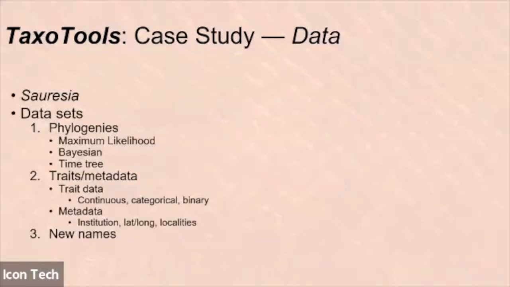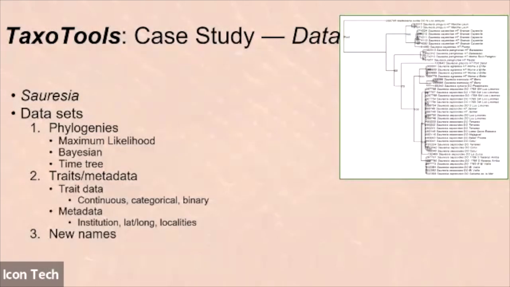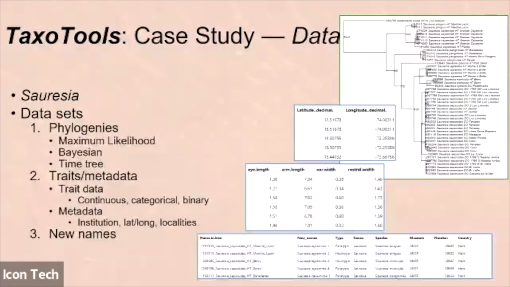For this case study, we're going to be looking at the genus Ceresia, which is a lizard group. So this was a genus that had 1 species when I started my work and 8 when I was done. There are going to be 3 forms of data we're using: phylogenies, and there are 3 of them: a maximum likelihood, a Bayesian, and a time-calibrated phylogeny.